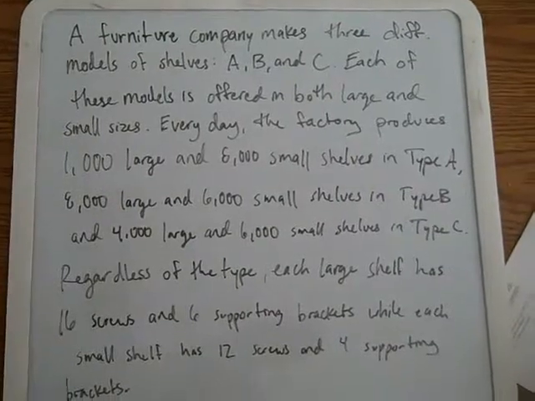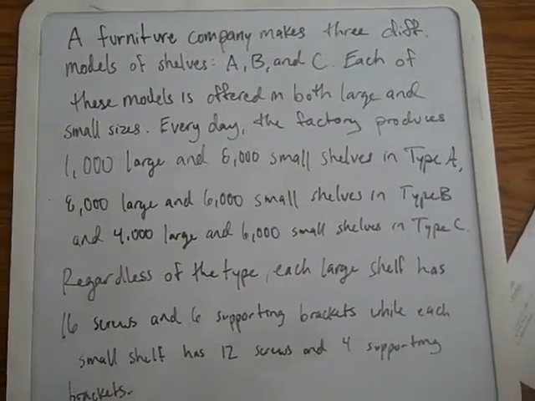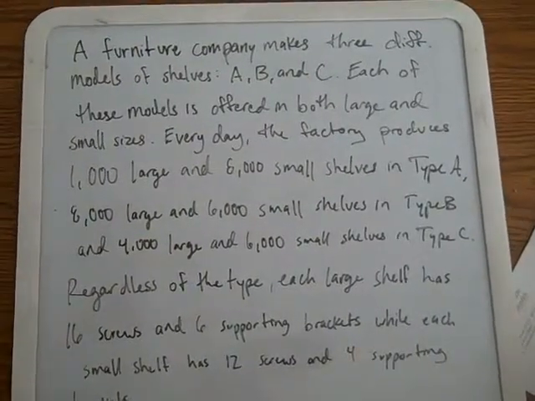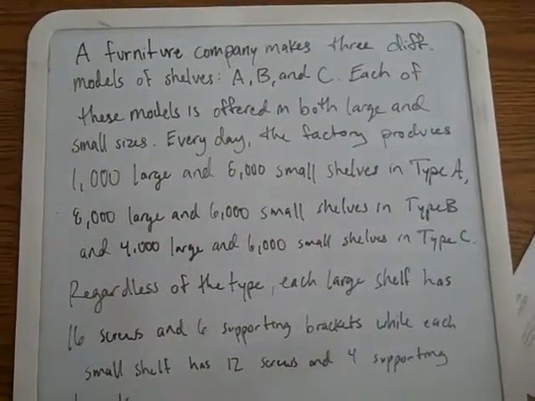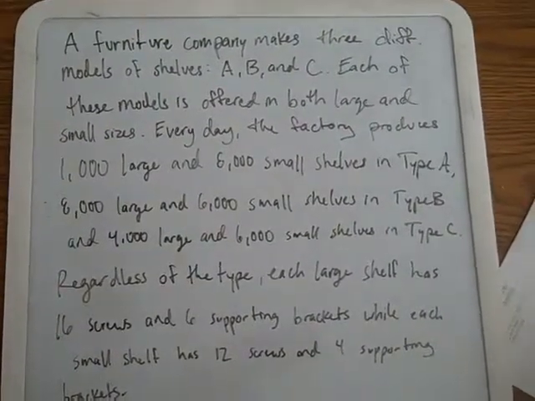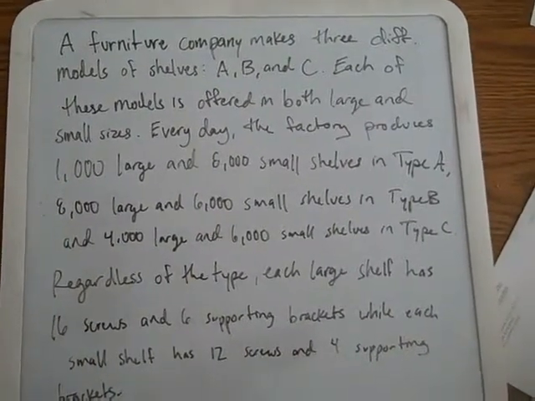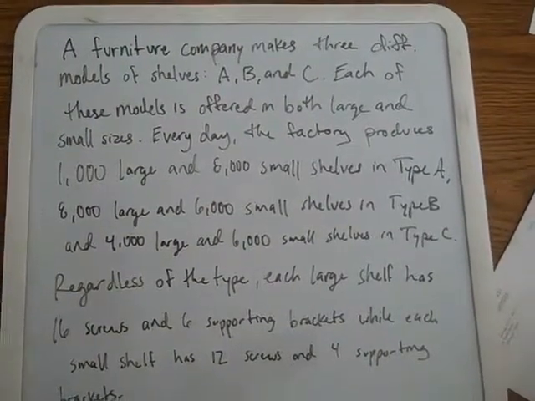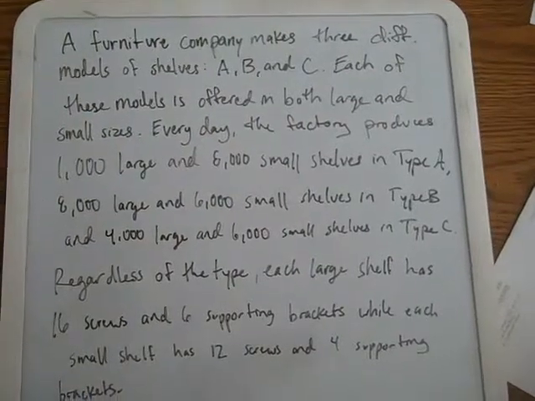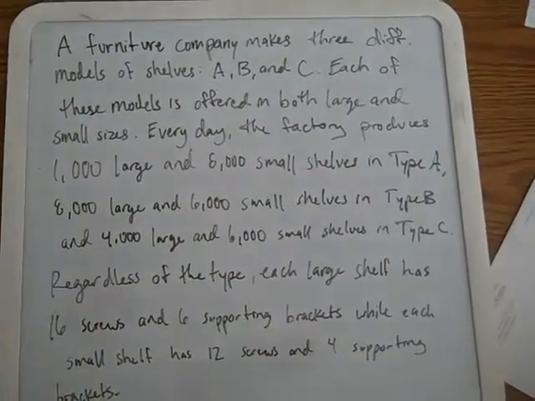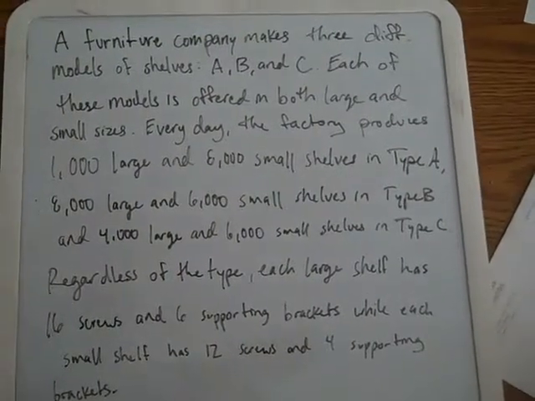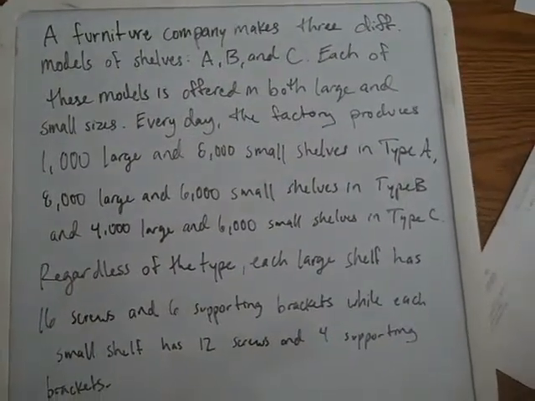So now we have a word problem here. A furniture company makes 3 different types of shelves, A, B, and C. Each of these models is offered in both large and small sizes. Every day the factory produces 1,000 large and 8,000 small shelves in type A, 8,000 large and 6,000 small shelves in type B, and 4,000 large and 6,000 small shelves in type C. Regardless of the type, each large shelf has 16 screws and 6 supporting brackets, while each small shelf has 12 screws and 4 supporting brackets.